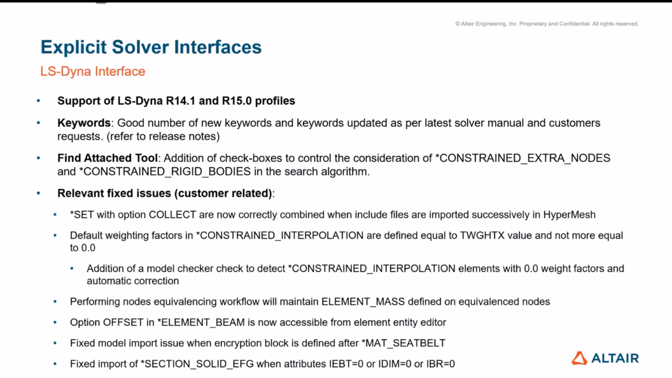We now assign the correct value, and we have added a model checker to automatically detect this configuration and give the user the possibility to automatically correct such constraint interpolation elements via the model checker. And besides this one, I think the others are also important and were reported by customers. Some import and export issues for some specific models.